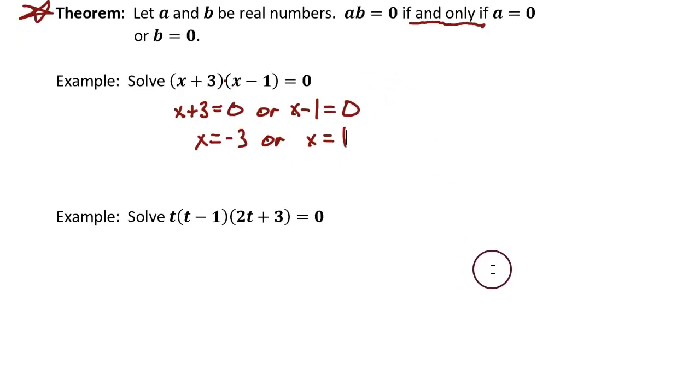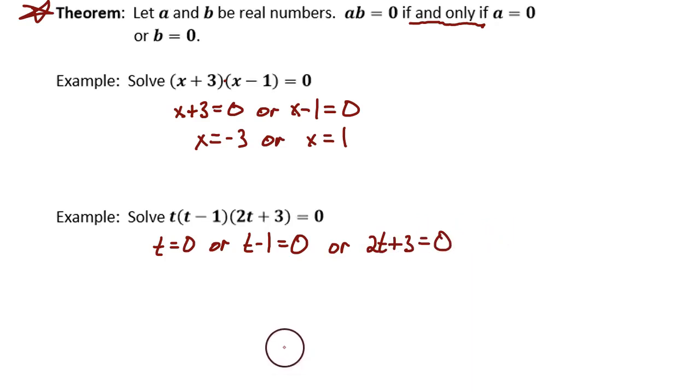Let's try another example. Solve t times t minus 1 times 2t plus 3 equals 0. We have numbers multiplied together and the answer is 0. Therefore, one of those numbers must be 0. t equals 0, or the second number equals 0, or the third number is equal to 0.